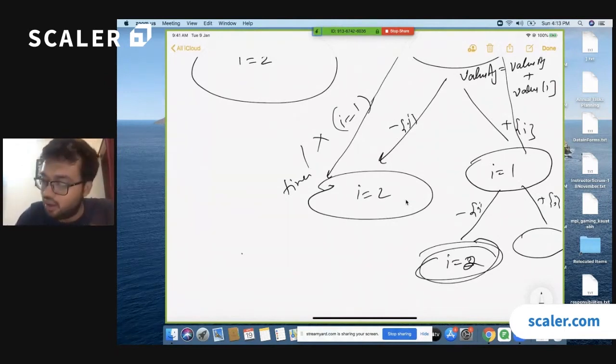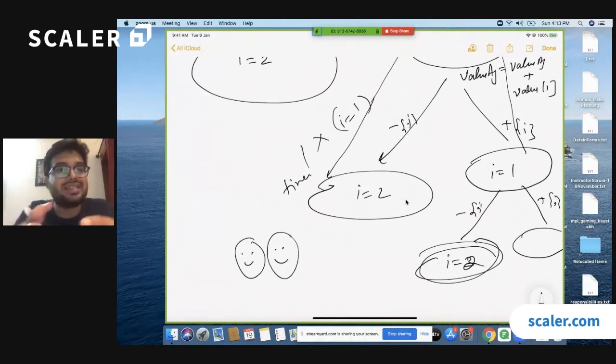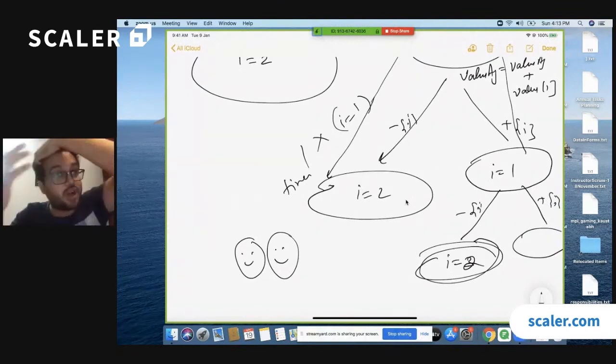This is a very, very intuitive way of understanding this problem in a slightly different manner: at every state, you can either choose to select that element or not select that element.